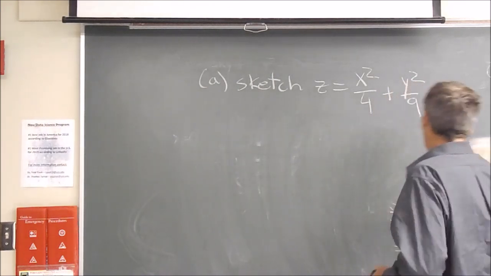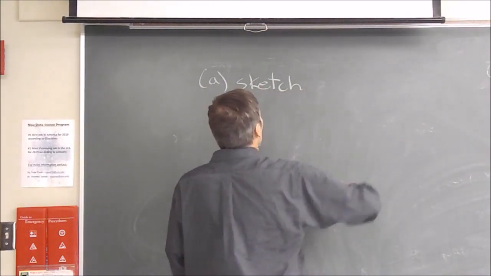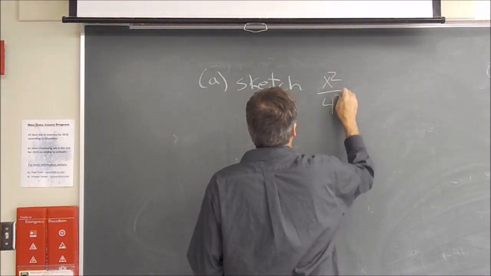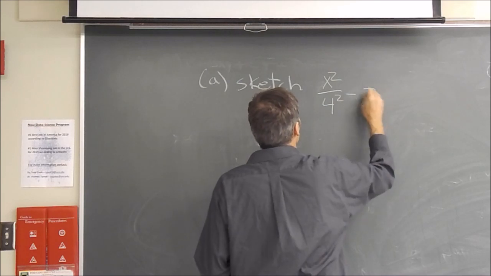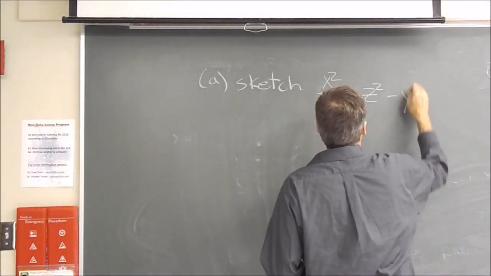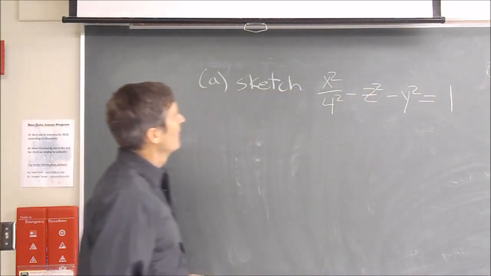Let's try this one. Suppose I wanted to sketch x squared over 4 squared minus z squared minus y squared equals 1. What in the world could that be?